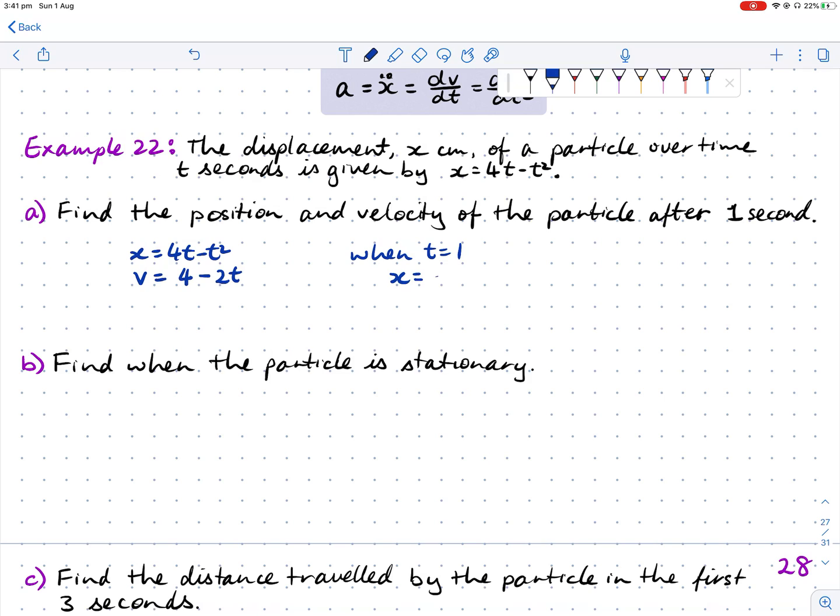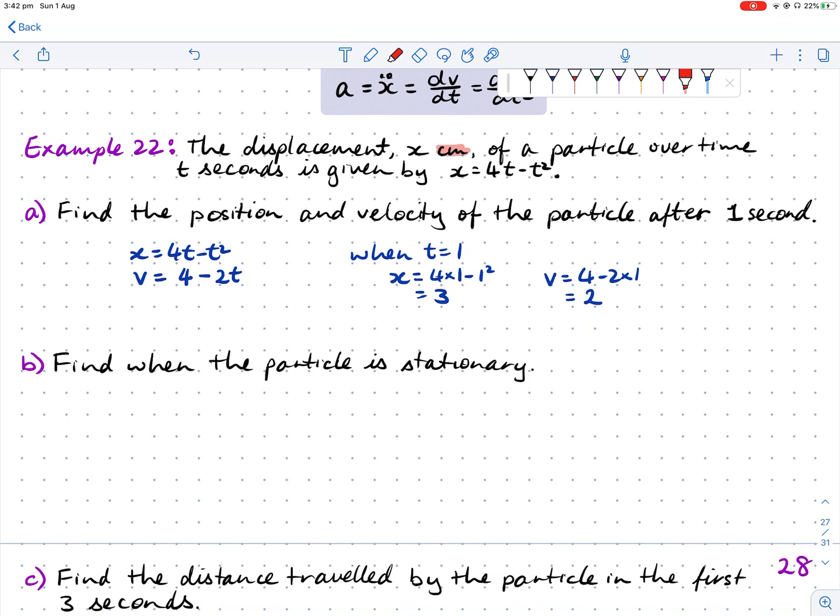So x, your displacement, is 4 times 1 minus 1 squared, which is 3. So this particle is going to be 3 units to the right of the origin. The velocity is 4 minus 2 times 1, well that's 2. So the velocity is 2, and we need to work out the units.